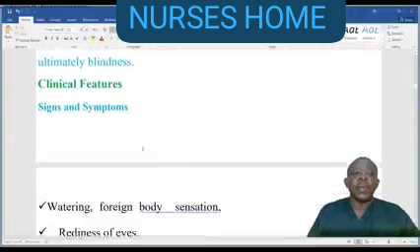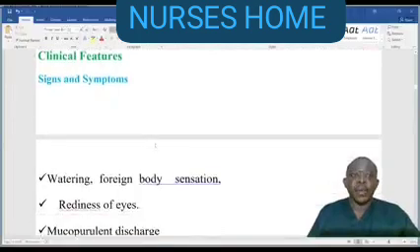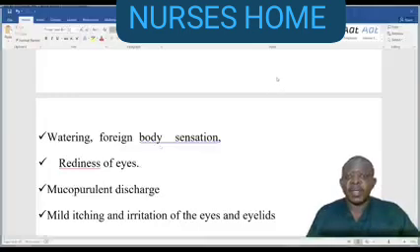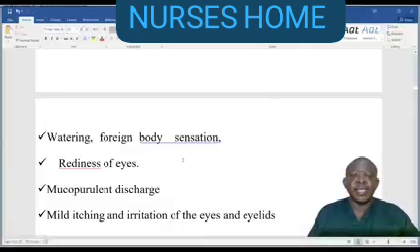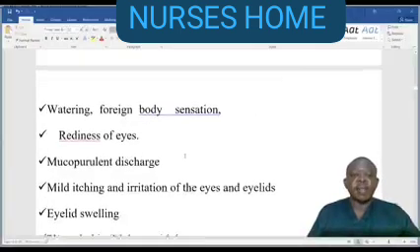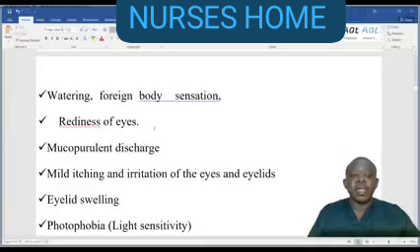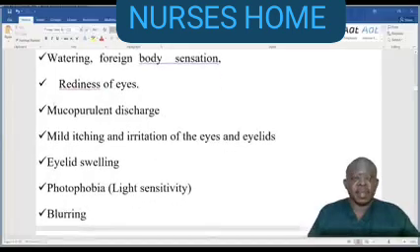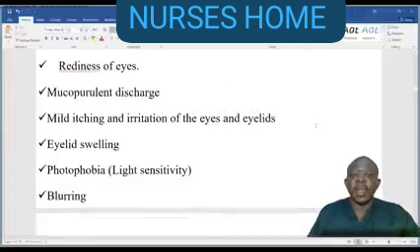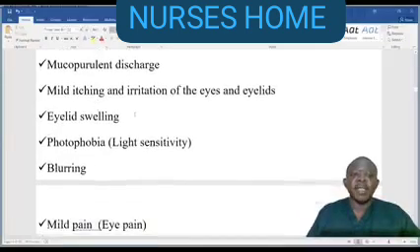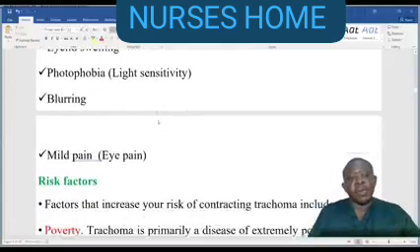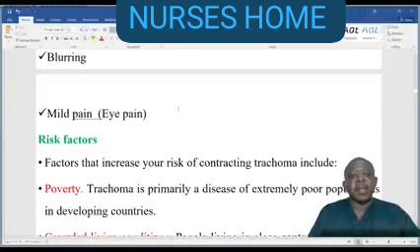What are the clinical features of trachoma? There can be watering within the eyes. Then, apart from watering, there is a foreign body sensation that is felt by the person suffering from it. There can be redness of the eyes. There can be mucopurulent discharge from the eyes. There can be mild itching and irritation of the eyes and the eyelids. There can be eyelid swelling. There is photophobia or light sensitivity. There is also blurring of vision and mild eye pain.